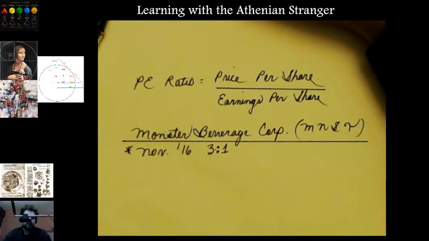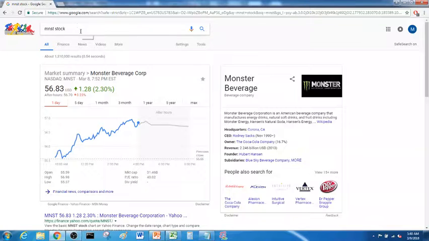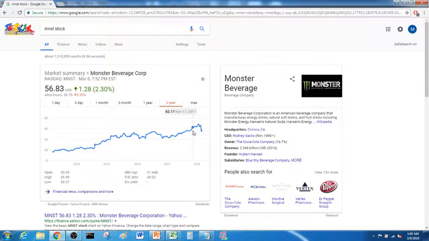Okay, so let's go and look at historical price data for Monster Beverage Corporation and see what we can learn. So here's Monster stock right here. And I'm going to look at the 5-year chart, and I can go back and look at prices wherever I want. So I'm going to look at a price that comes after November of 2016. Let's take December 23rd of 2016. The price per share was $45.57 on December 23rd, 2016.